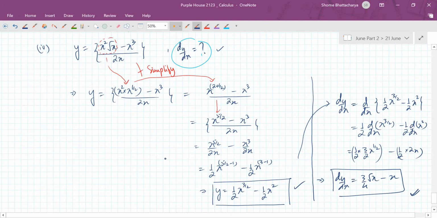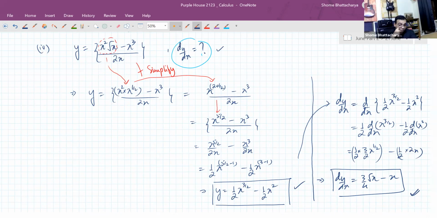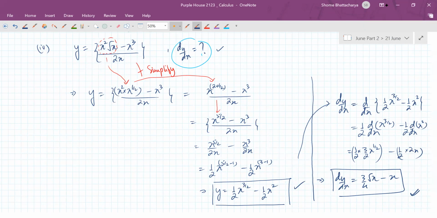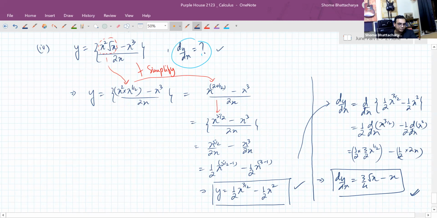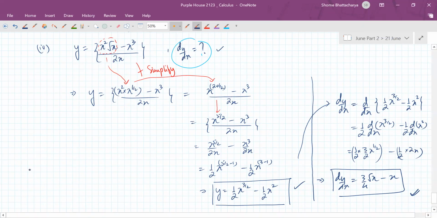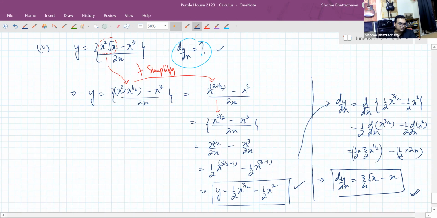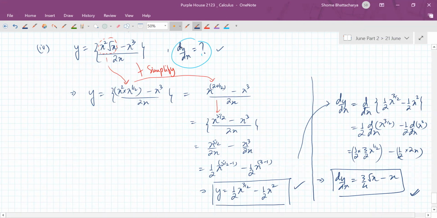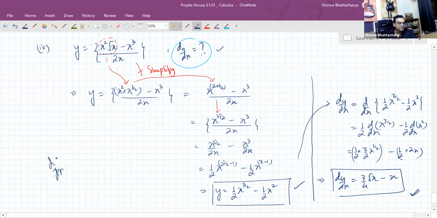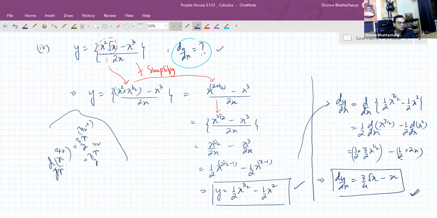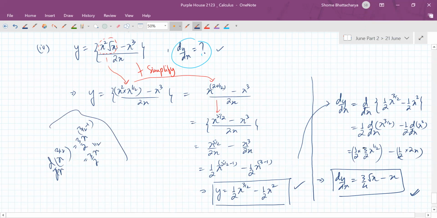Sir, in the second last step, half into 3 upon 2x will only come, na. Sorry, half into what? 3 upon 2x. That much will only come, na. No, x to the power half is also there, beta. Sir, differentiation of x to the half, you took 3 upon 2. No, half into 3 by 2 is 3 by 4, na beta. Sir, we are applying the formula right there. Yeah, differentiation formula, beta. Differentiation of x to the power 3 by 2 is how much? It is 3 by 2 into x to the power half, plus 1. Understood now? But now we have that term half also outside. Okay, sir.